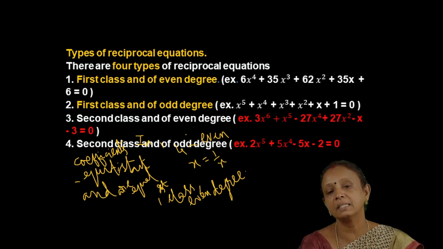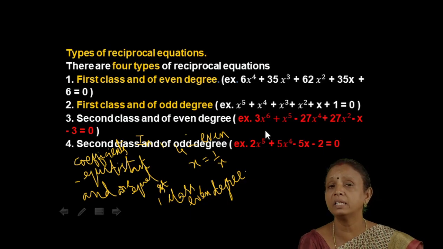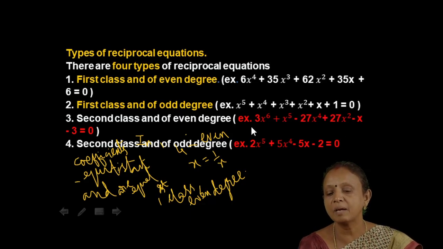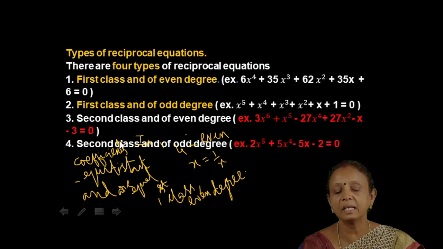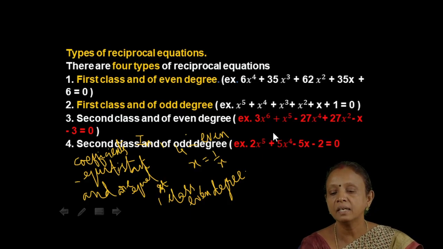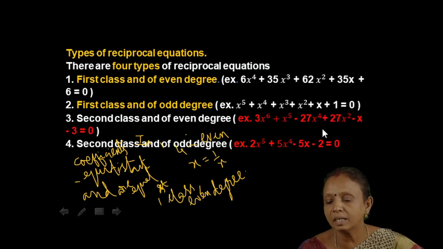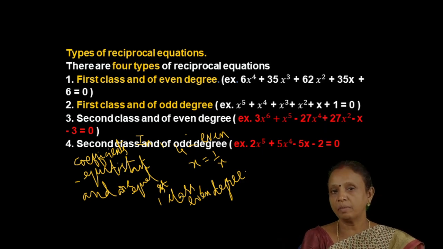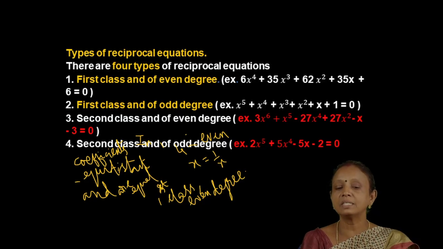What is the next thing? Second class and of even degree. I already mentioned what this means: the coefficients are equidistant from the start and the end, but they are of opposite sign. See the example 3x power 6, where there is 3 at the last end but of opposite sign, that is minus 3. And x power 5 here, minus x, minus 27x power 4 here, plus 27x square. So they are equidistant and equal in magnitude but of opposite sign. This type is second class and of even degree.